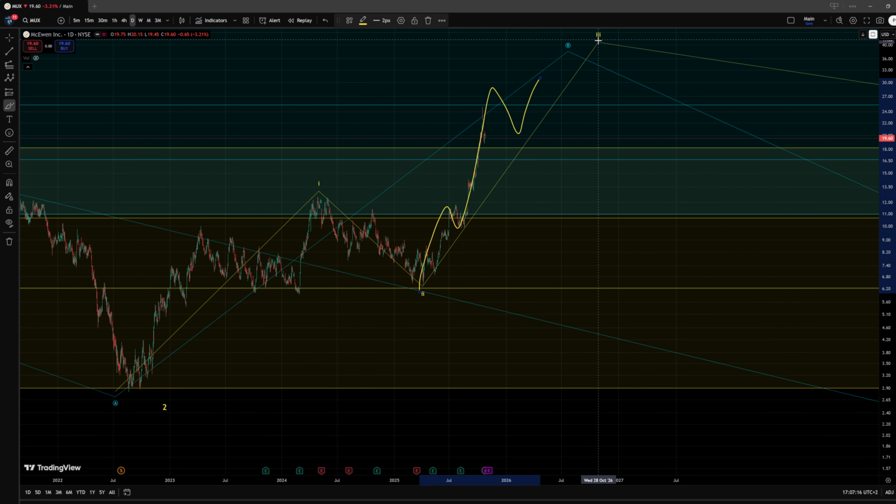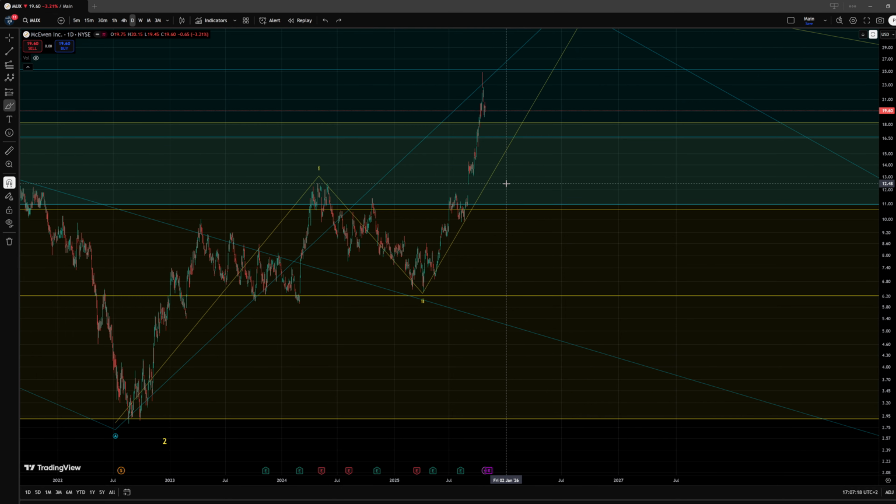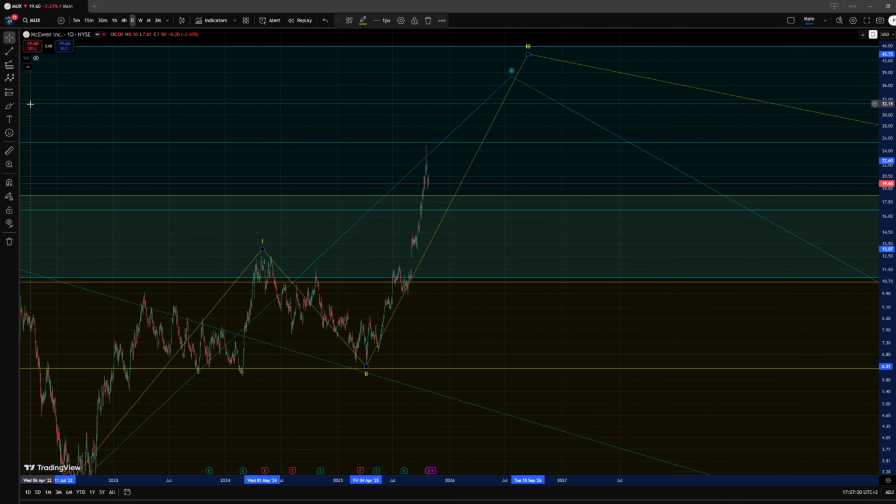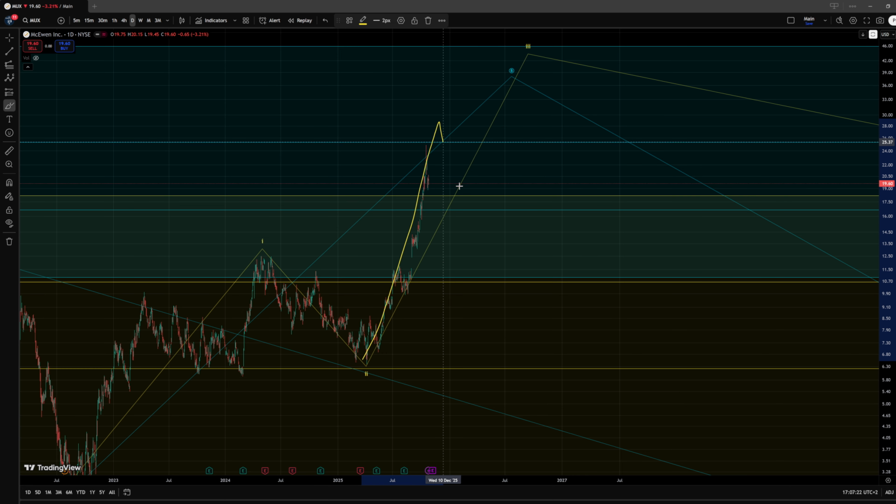And then in the case of the yellow interpretation, we would be more likely to get something like a larger ABC that could still find a diagonal structure in the wave A that could still have a 5-wave structure, but in that case we will not be able to tell, I suppose, which of these scenarios it really is.